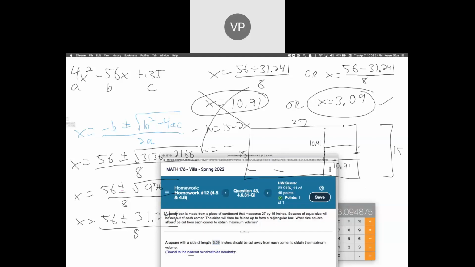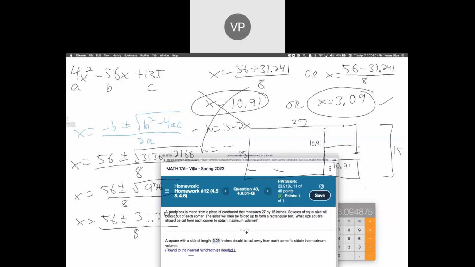So it's got the procedure, but you still have to make sure you answer the question, and you have to stop and just kind of ask yourself, is this possible? Can this work? This can work. The other one cannot, but this is our answer right here.